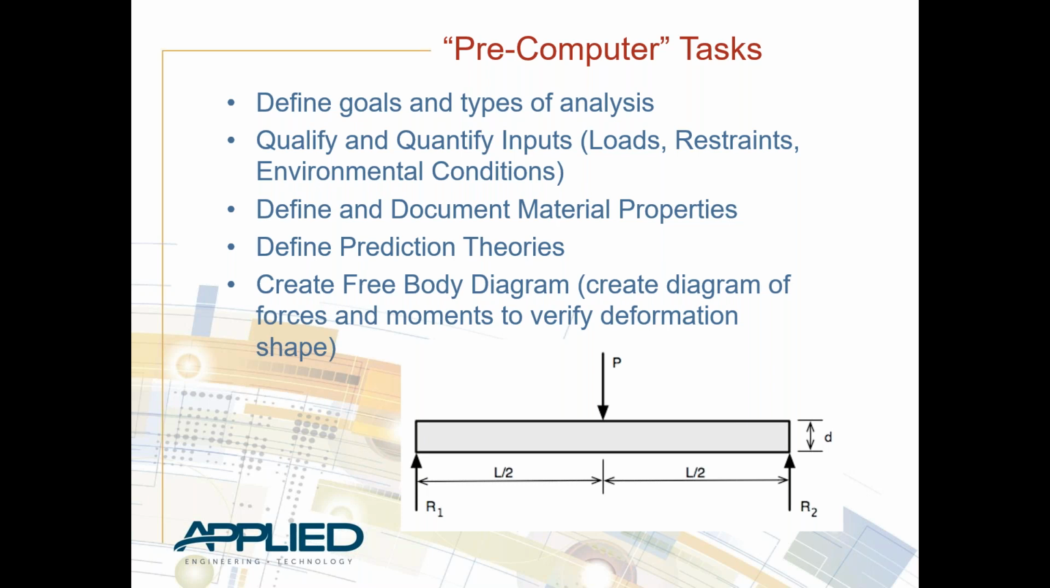Prediction theories: what do we expect to happen? Is it going to fail, is it going to yield, is it just going to bend a little bit and then go back, is it in a linear section of the stress-strain curve, is it going to fracture, or buckle? Then also just create a free body diagram. Do some of this on your own. If you haven't done it for a while, you've got to open up the old book again, but it's not a bad idea to get back in and understand the basics.